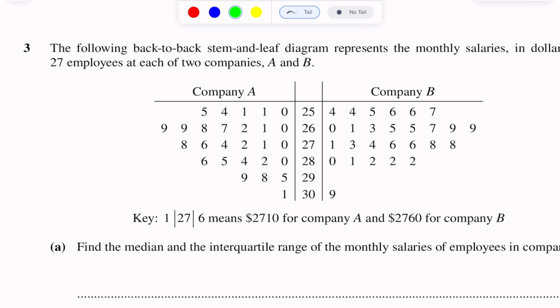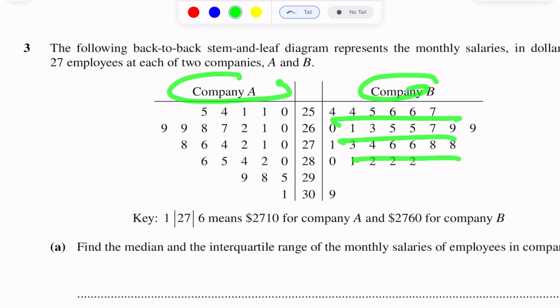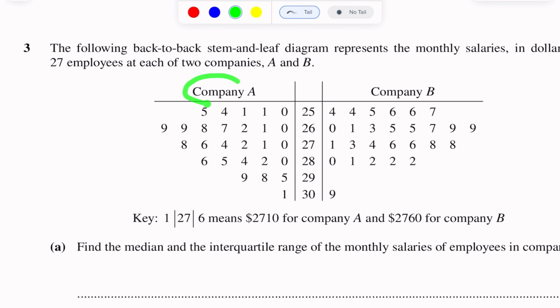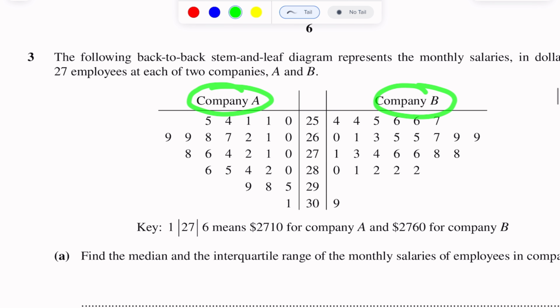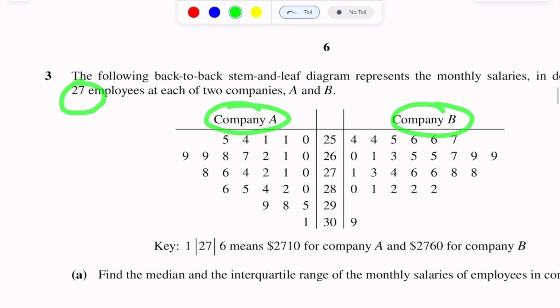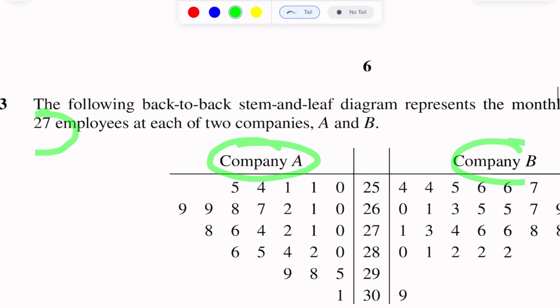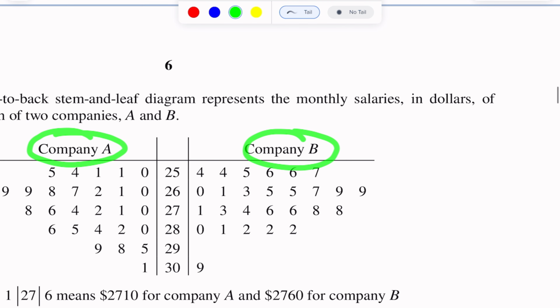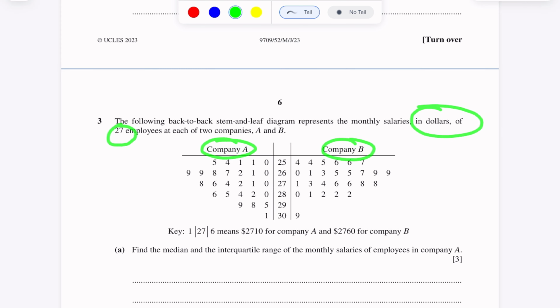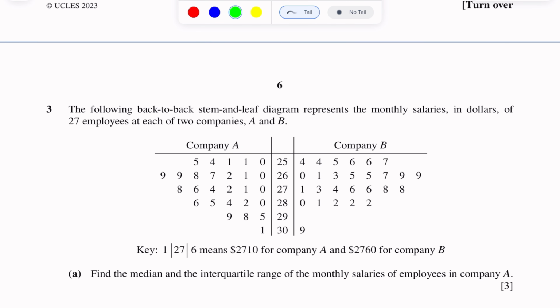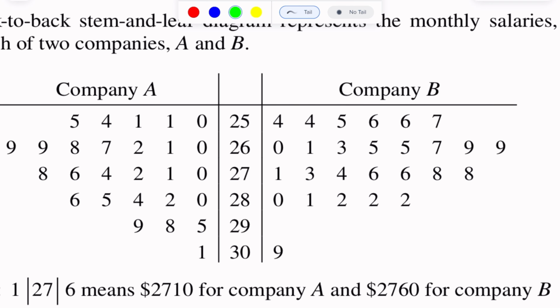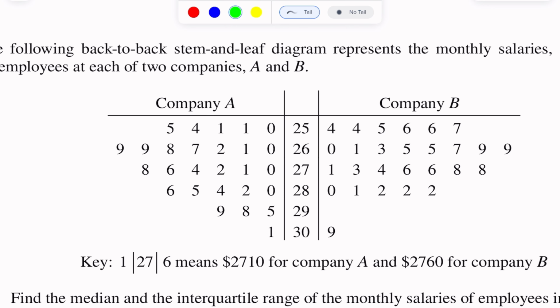This diagram is for company A. This data is for company B, and this data is for company A. These are two companies. In each company, there are 27 employees, and the salaries are in dollars. A back-to-back stem plot is given in the question. The stem is common for both companies.